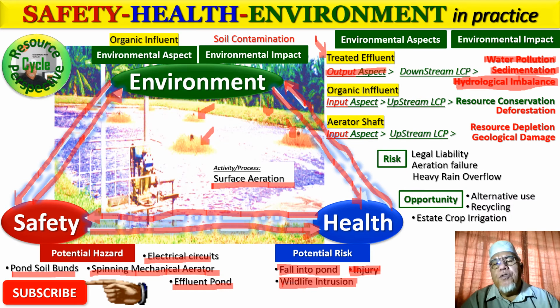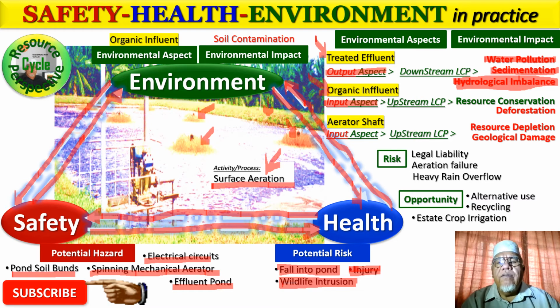Okay, let's get upstream of this effluent and take a look at the influent, what comes into the pond, which is an organic influent. We can call it influent, but from where I am from, we still call it raw effluent or semi-treated effluent. And our concern in environmental management is to ensure that we know whether this is an output or input aspect. So for this particular activity, which is surface aeration, the organic influent that enters the system is an input aspect.